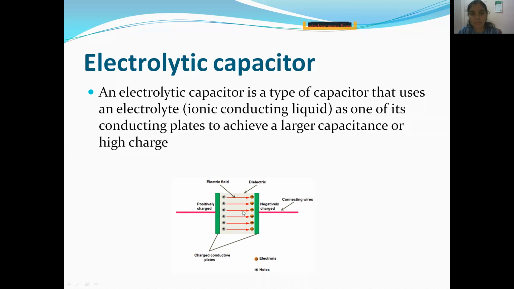The conductive plates of the capacitor are good conductors of electricity. Therefore, they easily allow the electric current through them. On the other hand, a dielectric medium or material is a poor conductor of electricity. Therefore, it does not allow the electric current through it.